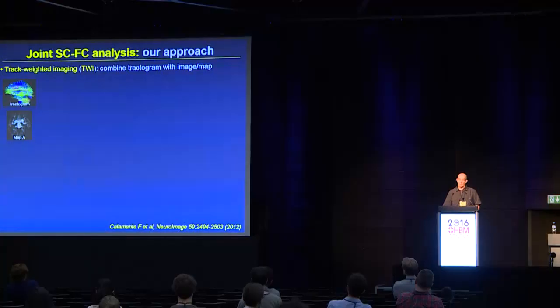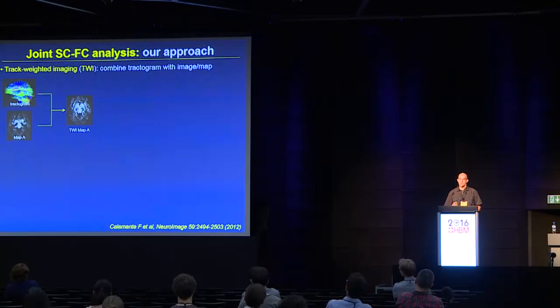So the approach that we chose to do is known as track-weighted imaging, and I'm going to use a couple of slides to explain how it works. Track-weighted imaging is a method we proposed a few years ago to combine a tractogram, the diffusion part of the structural connectivity side, with any particular image. Here, this map A is an image, and in particular, this one is a PET image, so it doesn't even have to be an MRI image. The idea is that you combine them to generate a track-weighted version of the map A.